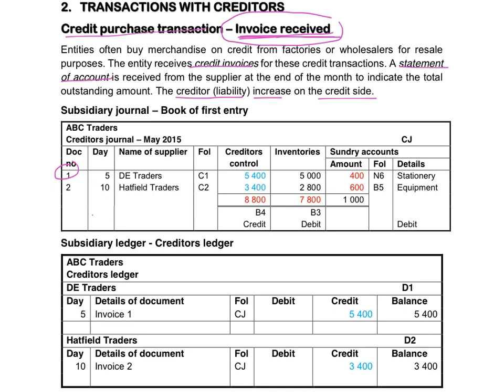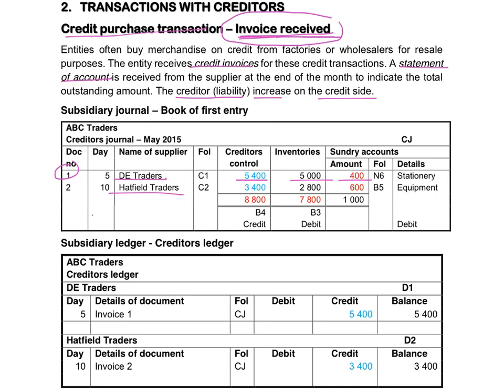You write down the date, the name of the people that provided you with the goods. In the creditor's control column, you will show the total amount that you owe the creditor. Then you will split this amount into the various sections so that you know to which ledger accounts you must post these entries. So in this case, the inventory was 5,000 and stationery that we purchased was 400.